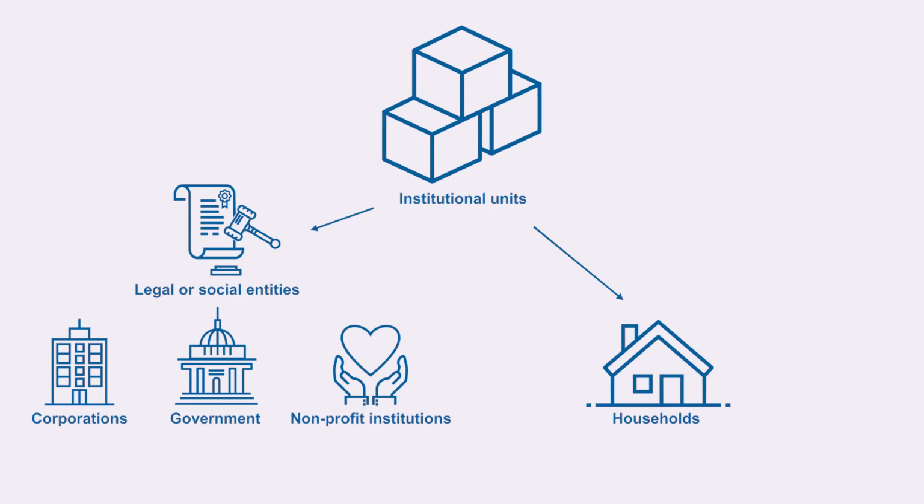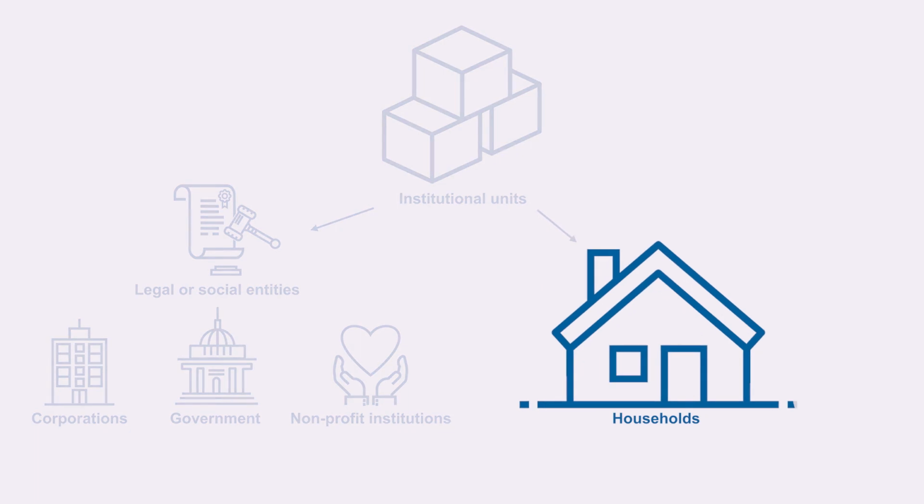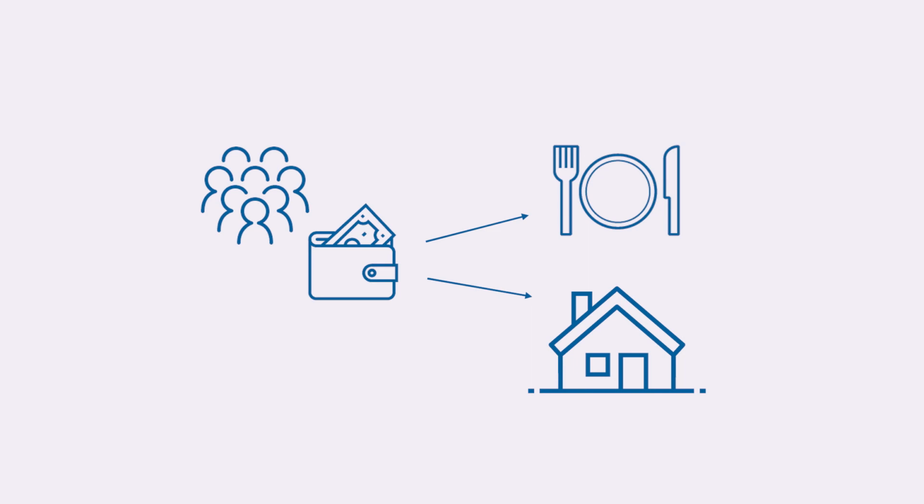Now, let's move to the second type of institutional unit, households. Households are important institutional units of an economy. A household is any group of persons who share a living accommodation. They may pool some or all of their income and consume certain types of goods and services, such as housing and food, collectively.